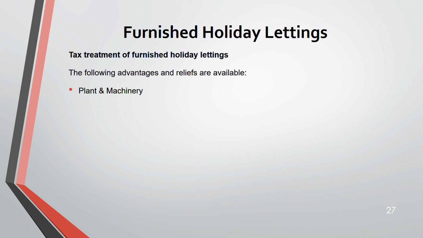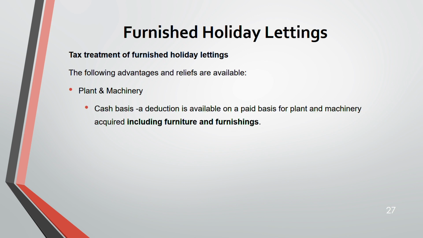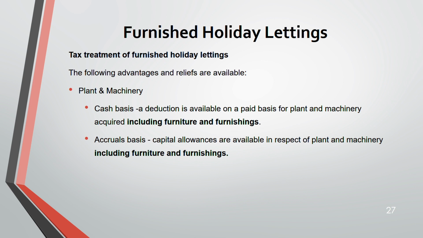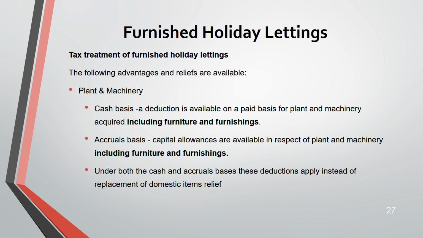Now, another advantage, more advantages: plant and machinery. For plant and machinery, we use cash basis. So you can deduct any expenses that you have paid for acquiring furniture and furnishings. If it's on accrual basis, you can claim capital allowances in respect of plant and machinery, including furniture and furnishings. Please understand the difference. Cash basis, you deduct the moment you pay the expenses. Accrual basis, you claim a capital allowance. So under both, whether cash or accrual basis, deductions apply.